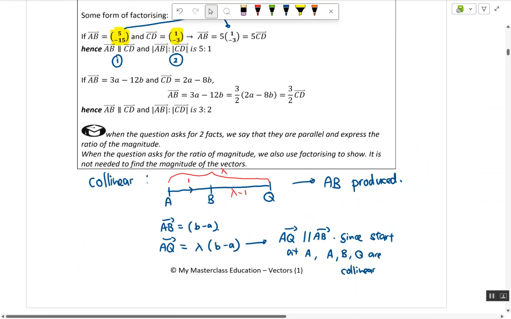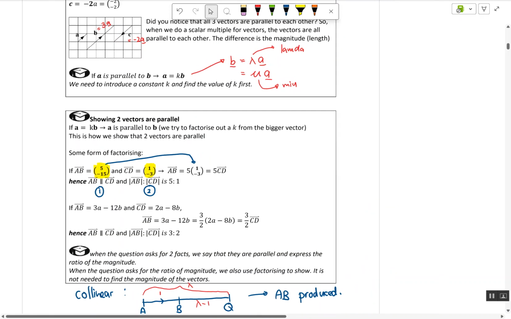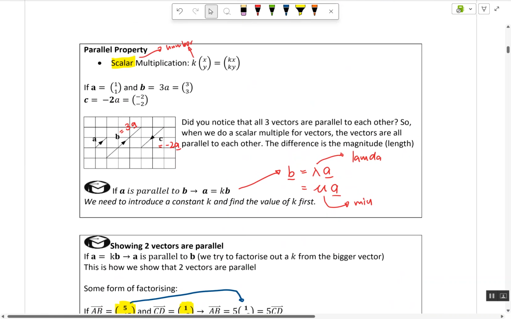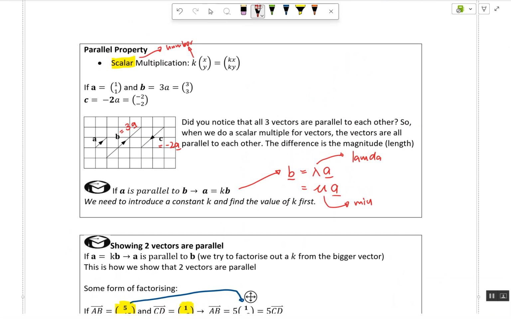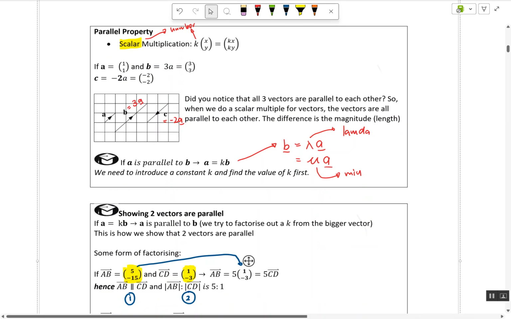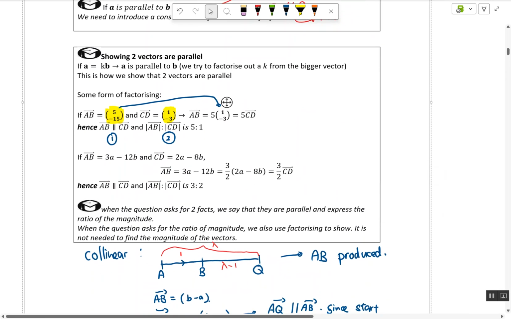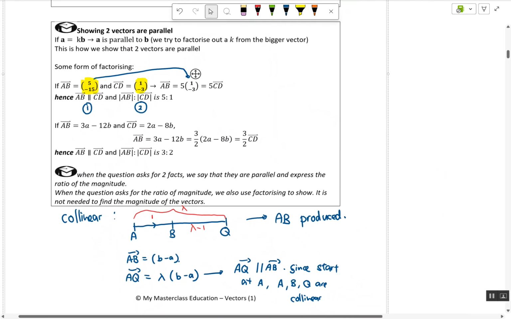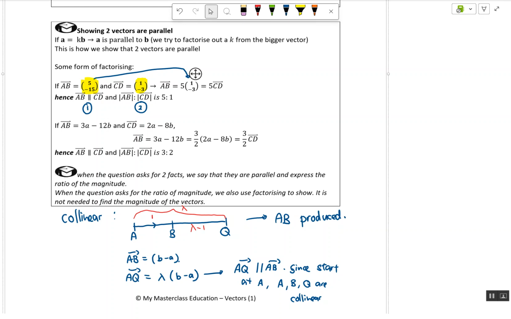But the two things I want to talk about here are, number one, if you know that they are parallel, or if you know that they are all collinear, you can say that B is equal to lambda of A, or vice versa. And if you want to show that two vectors are parallel, then you have to show that you can factorize out a constant and show it's a multiple of a constant, which is called the scalar multiple. You have to get this concept right first before we go on.